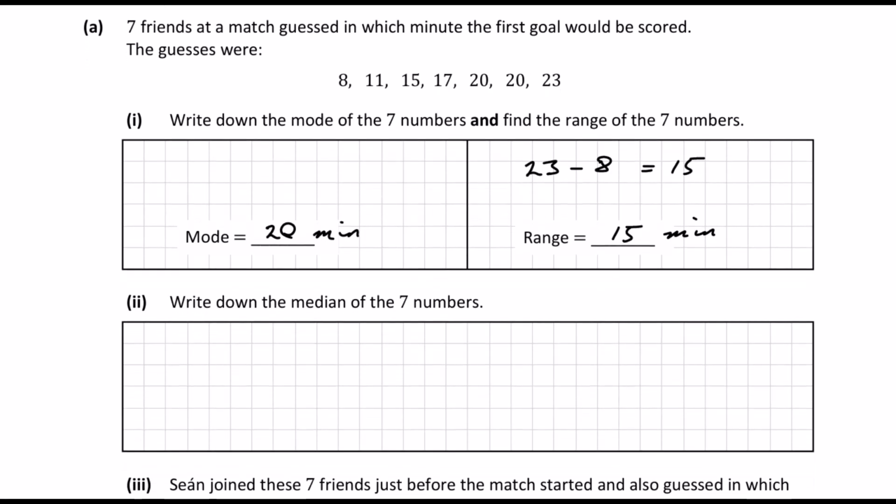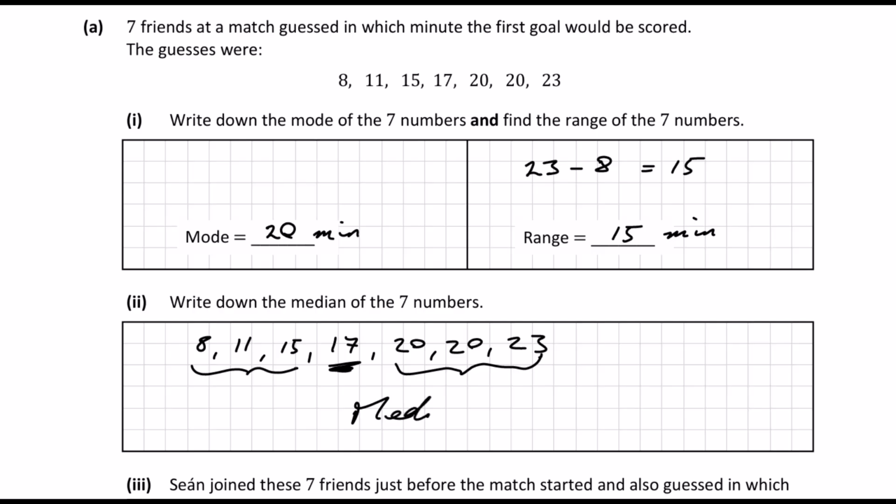Write down the median. Now if you count these, there are 7 numbers, so the middle number is going to be 17. So we have 8, 11, 15, we've got 17 in the middle, and we have 20, 20 and 23. So you can see if we pick 17, there are 3 on the left hand side and 3 on the right hand side. That gives us a median of 17 minutes. If there are an odd number of numbers, you do have an individual median. It's going to be the middle number.